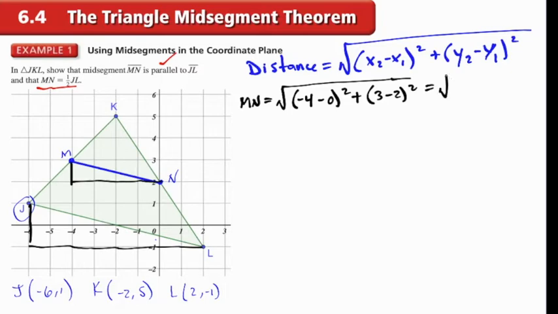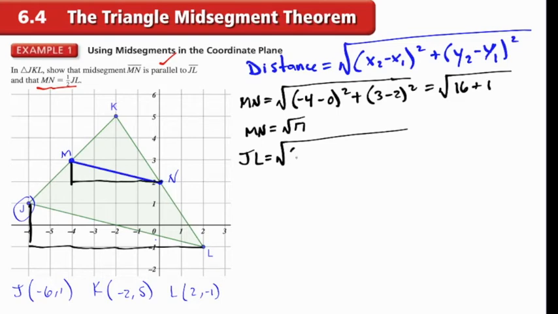And now we can simplify our radical. Negative 4 squared is 16. And 1 squared is 1. So MN is equal to the square root of 17. And now we can look at JL. Take the difference of the x's and add that to the difference of the y's.